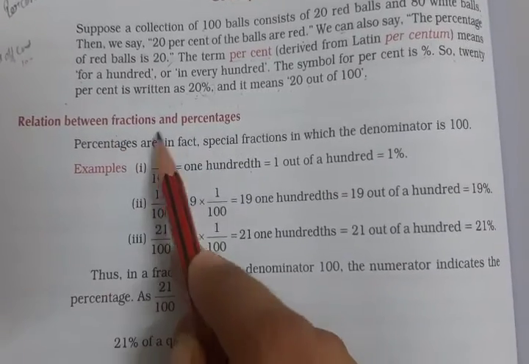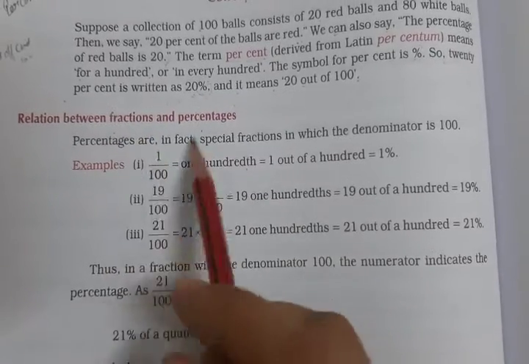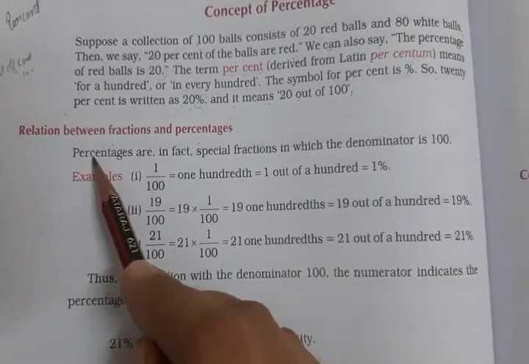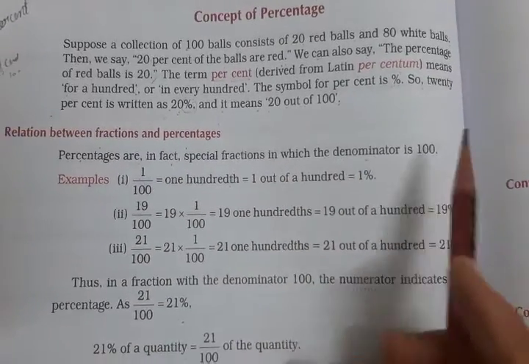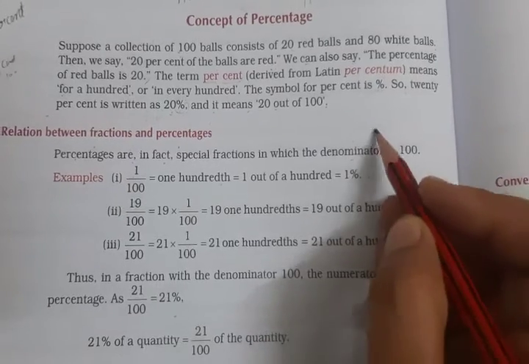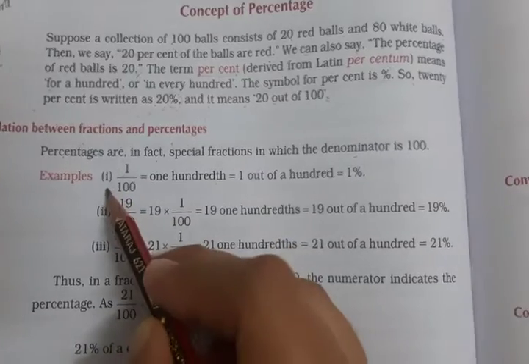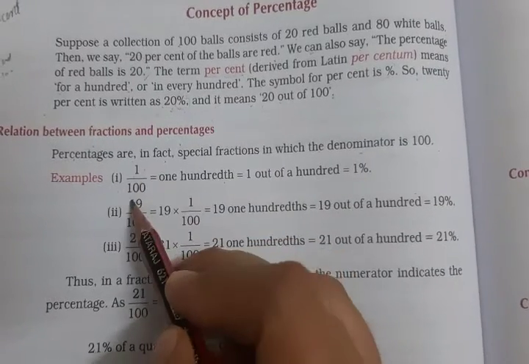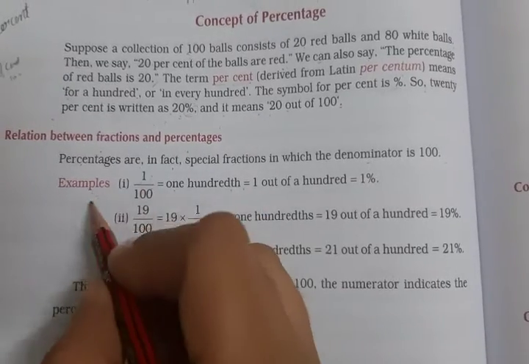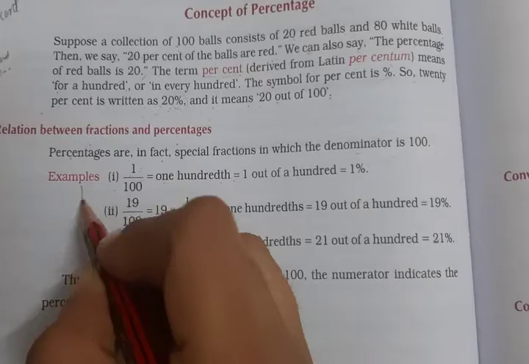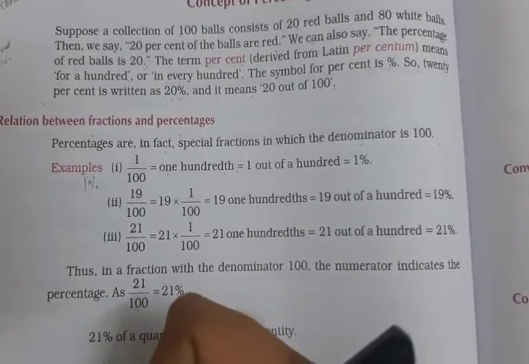Now, the relation between fractions and percentage. What is the relation between fractions and percentage? Percentages are in fact special fractions in which the denominator is 100. We will write any number as a percentage whose denominator is always 100. For example, first, the fraction 1 by 100. We say 1/100th. We will also write it with denominator 100, that means 1 percent, 1 out of 100.